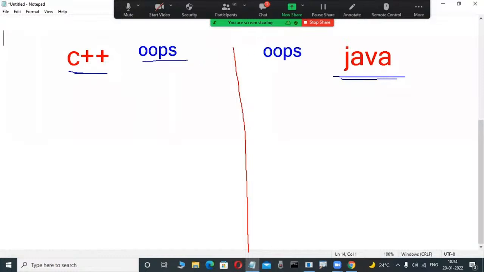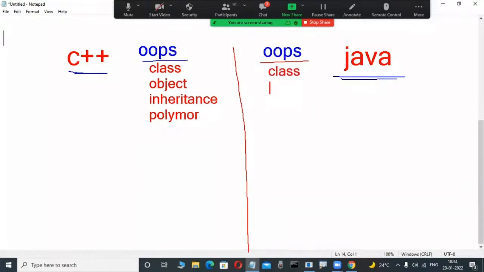OOPS concepts means, maybe some fellows have an idea: class is a concept, object is a concept, inheritance is a concept, polymorphism is a concept. Observe here, the same in Java also. OOPS concepts: what is a class? What is an object? What is inheritance? What is polymorphism? So many concepts are there. That's why, conceptually, class, object, inheritance, polymorphism are the same.